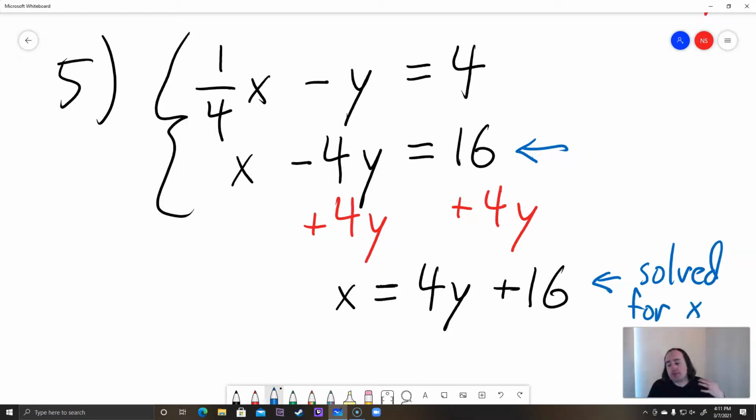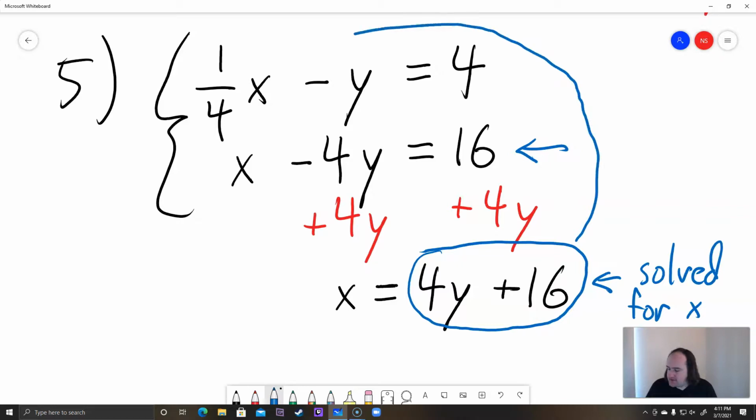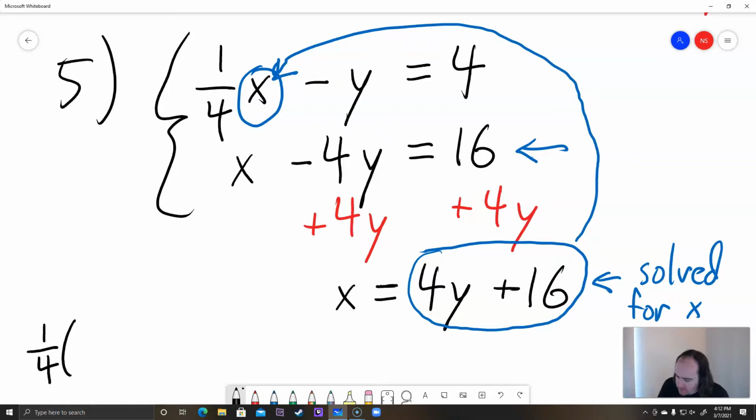So remember, with the substitution method, what you do is you substitute this expression into the other equation. So we're going to be plugging in 4y plus 16 for x into the top equation. So now what we're going to have is 1/4 times x. So that's going to be 1/4 times parentheses 4y plus 16 minus y equals 4.